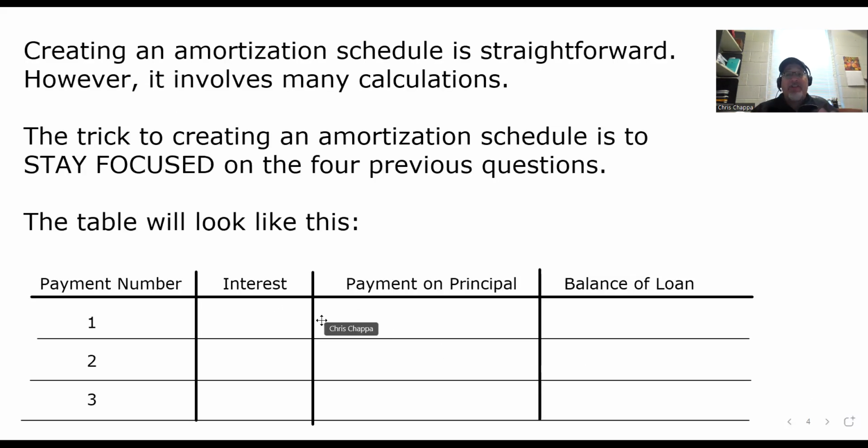What you see here is not the complete table. There would have to be 1 row for every payment. So for example, if you had a 30-year mortgage and made monthly payments, 12 months in a year times 30 is 360. Yes, this table would have 360 rows. No, I'm not going to ask you to complete 360 rows.